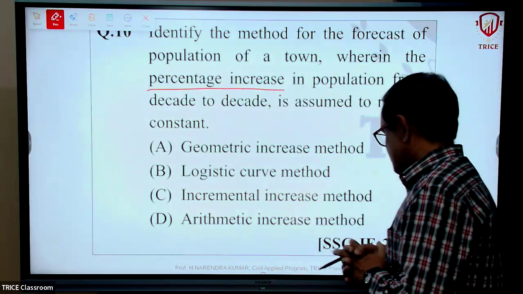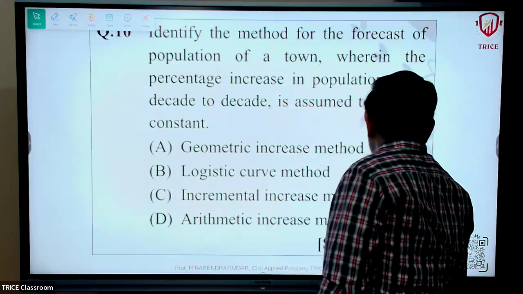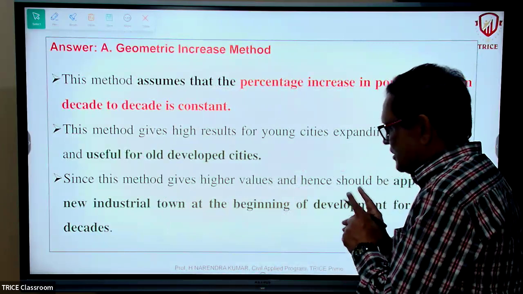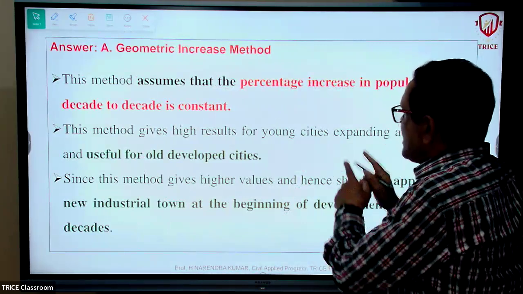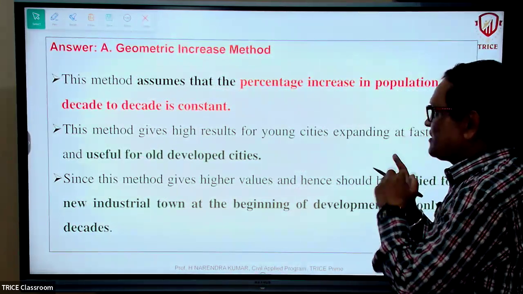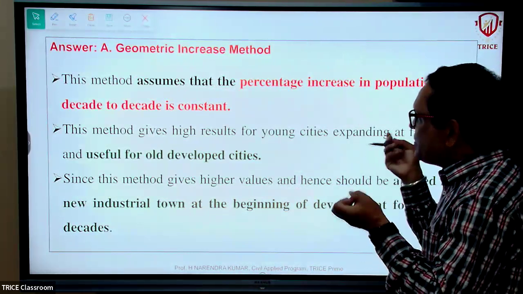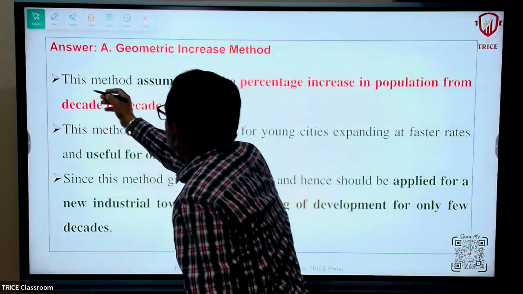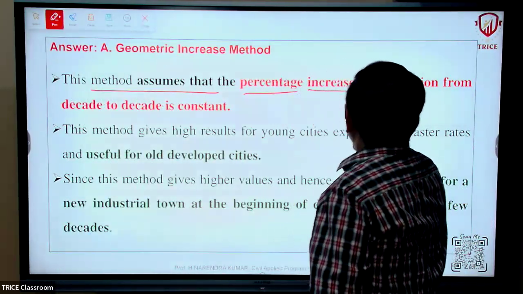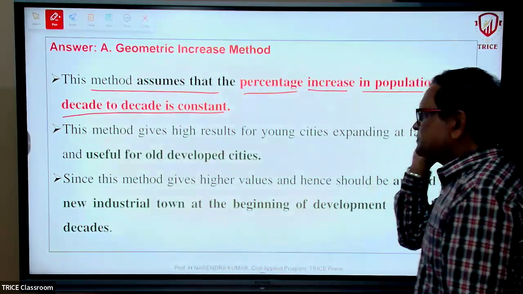Percentage increase. That is why for each and every question I am giving you the explanation, because we just now solved a problem on the geometrical increase method. I created one tabular column. What does it say? Percentage increase in population for every decade. The whole methodology, that is the geometrical increase method, assumes the percentage increase in population from decade to decade is constant.